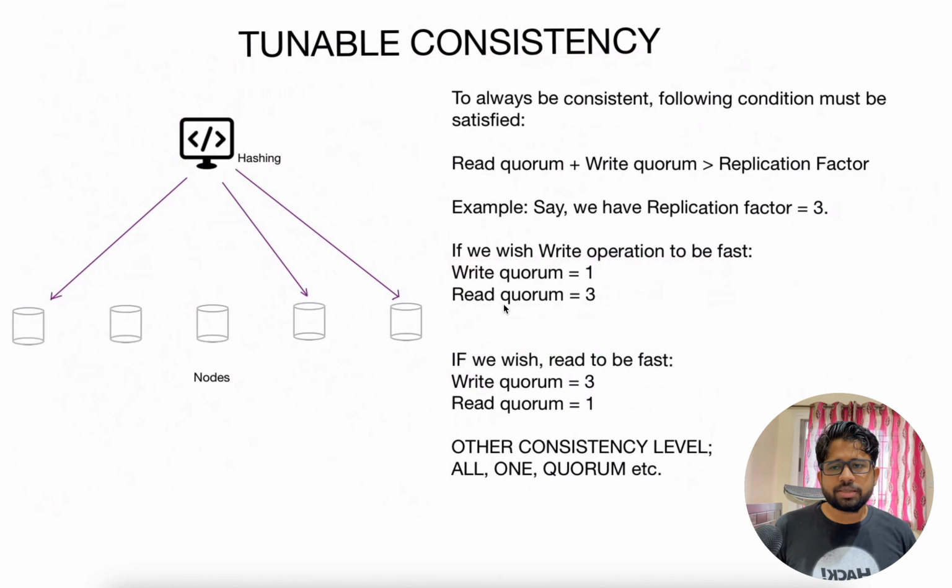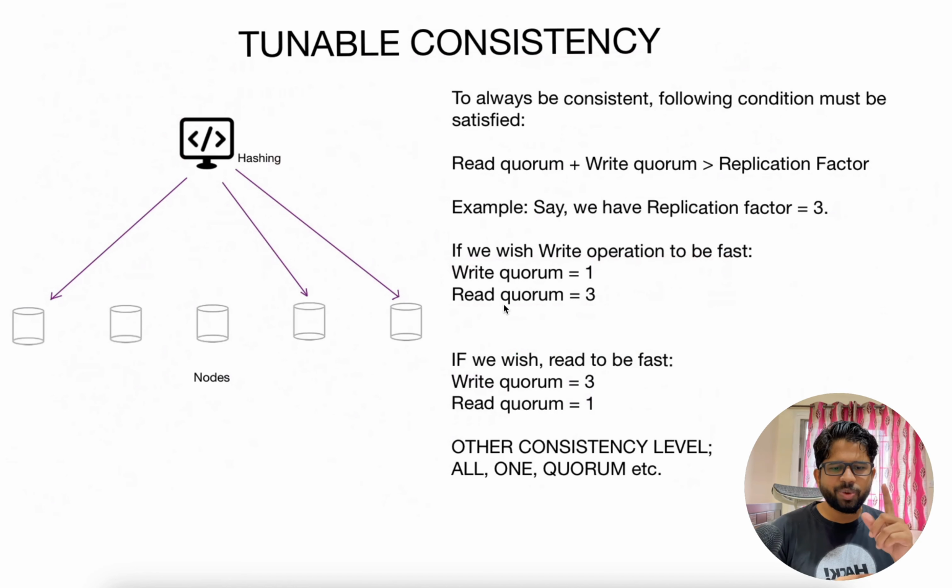This concept of tunable consistency makes Cassandra very, very strong, because you can define tunable consistency at the query level. It's not the database configuration, but a query configuration. So when you are making, let's say, database query 1, you can define the consistency level as 1. But in query 2, you can define the consistency level as 2. So it's very much configurable, and that makes it very popular.